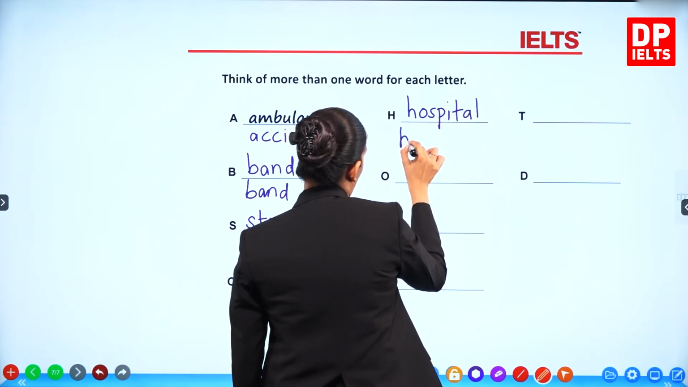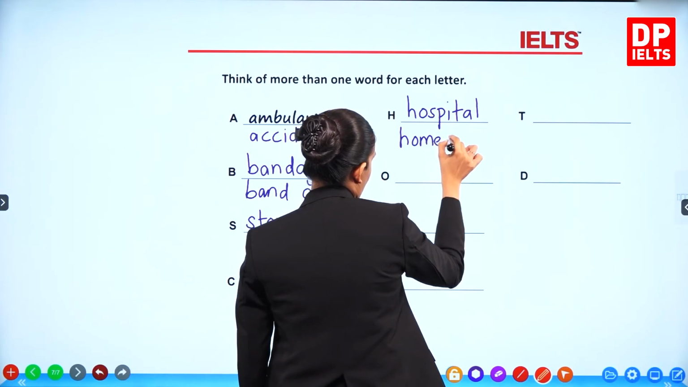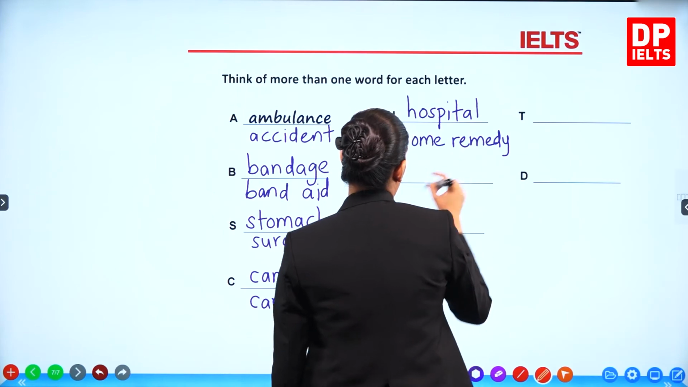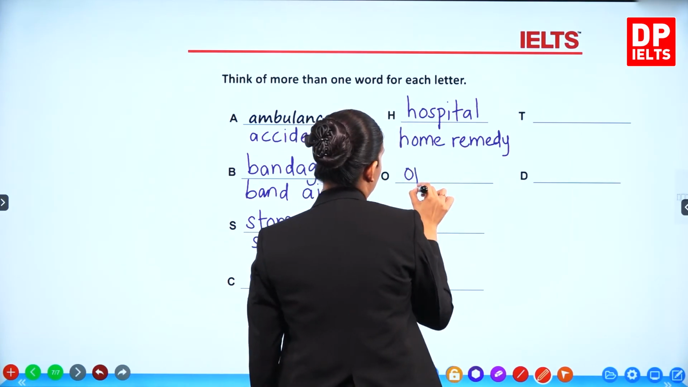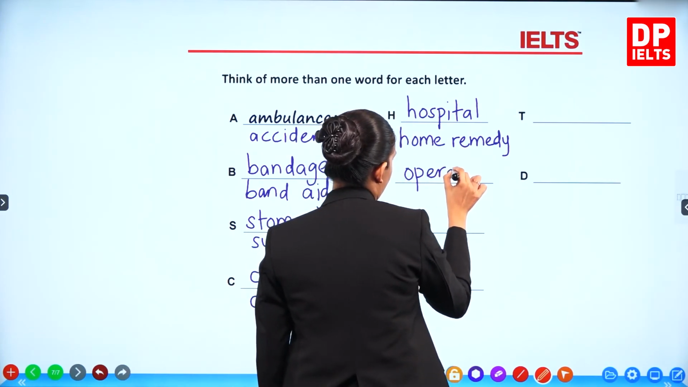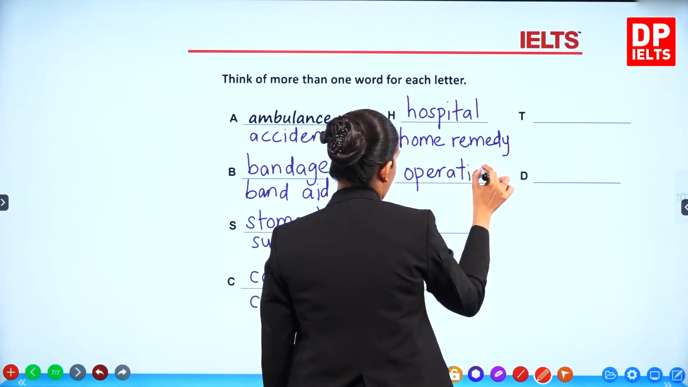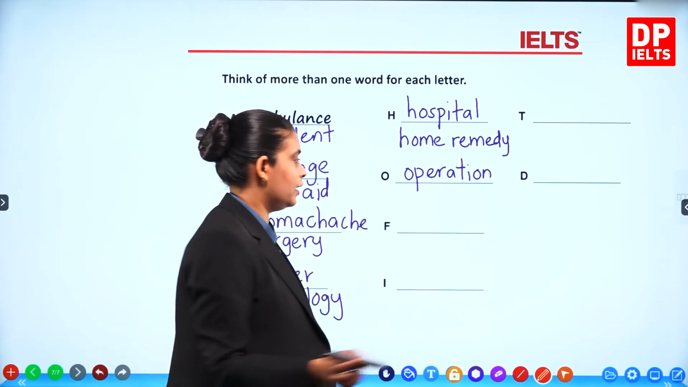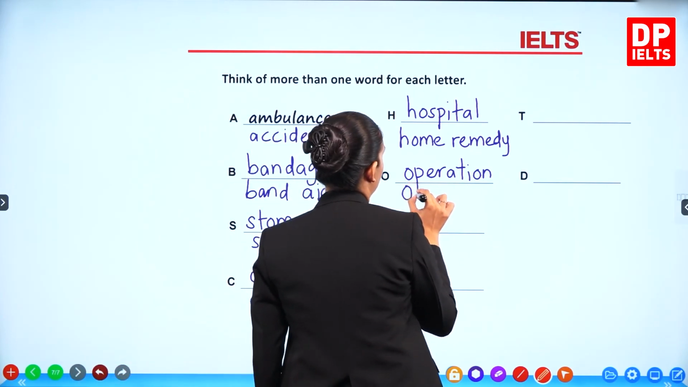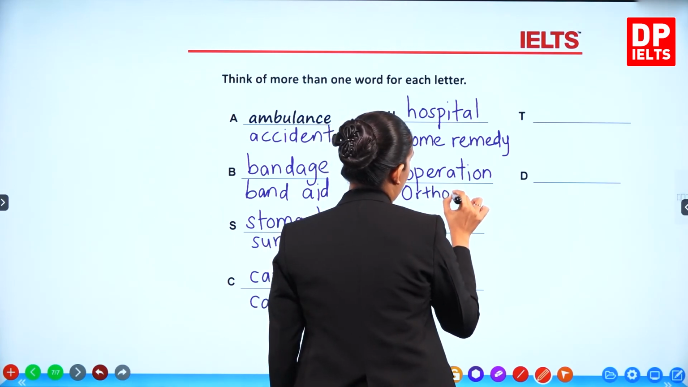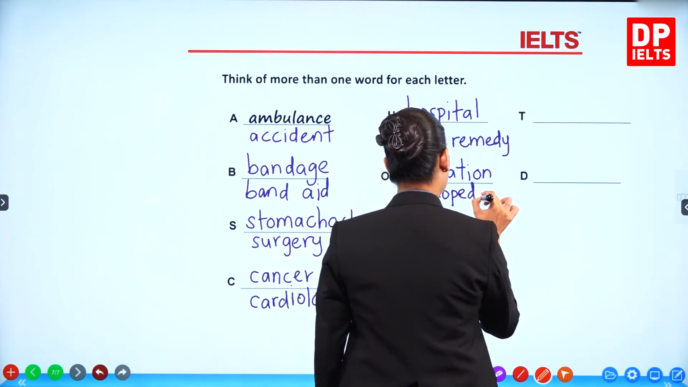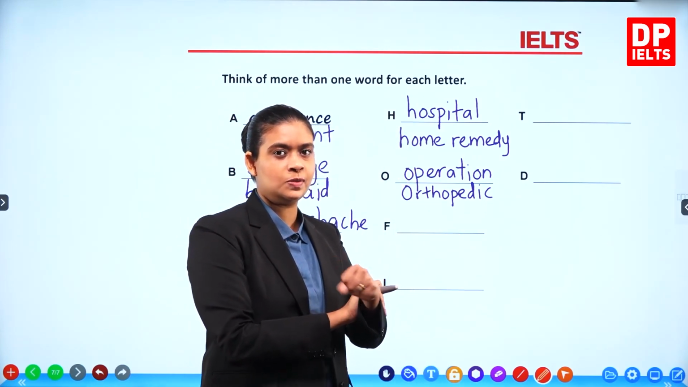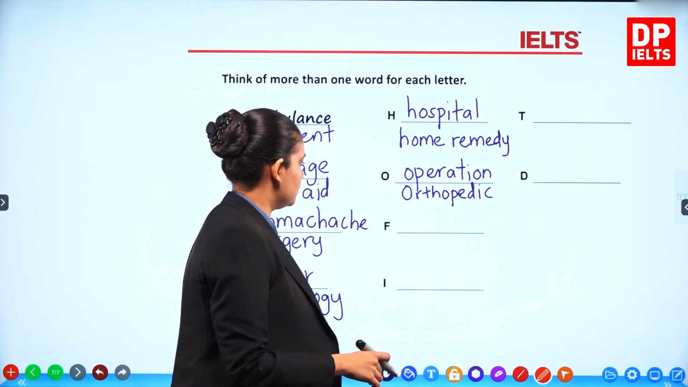We can also write home remedy. O. Operation. Okay? Or you can write orthopedic surgeon, okay? Orthopedic. Who is an orthopedic surgeon? People who specialize or doctors who specialize about bones, right?